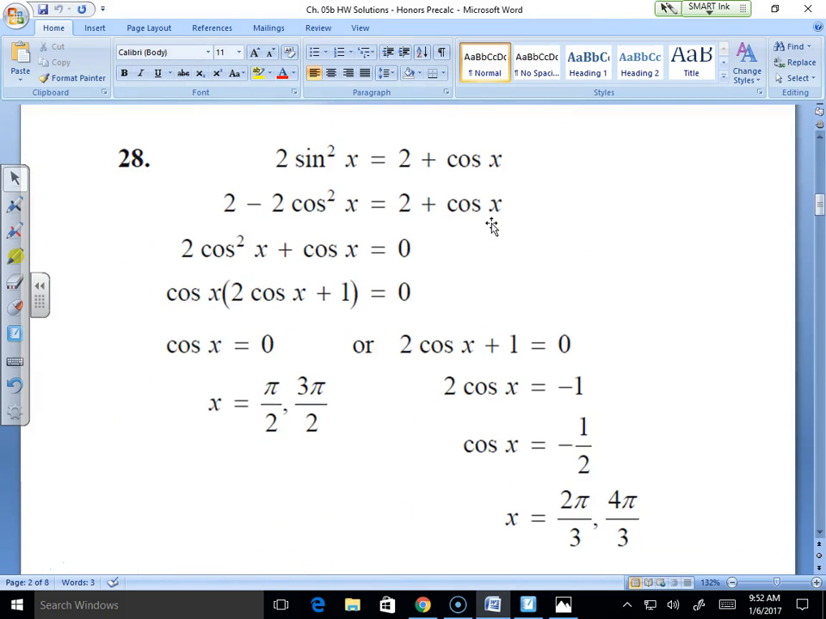Number 28. You couldn't solve it until you got sine squared to be 1 minus cosine squared. Did you guys plug in for that one? Sine squared, 1 minus cosine squared? Right? Wait, why are there 2's? Oh, yeah. 1 minus cosine squared, the 2 comes in. Got it. Then what did they do? Move it all to one side. Why? You got to do some factoring, right? Exactly. Pull out that common cosine. As soon as you have factors equal to 0, what do you do? Take each one equal to 0, right?